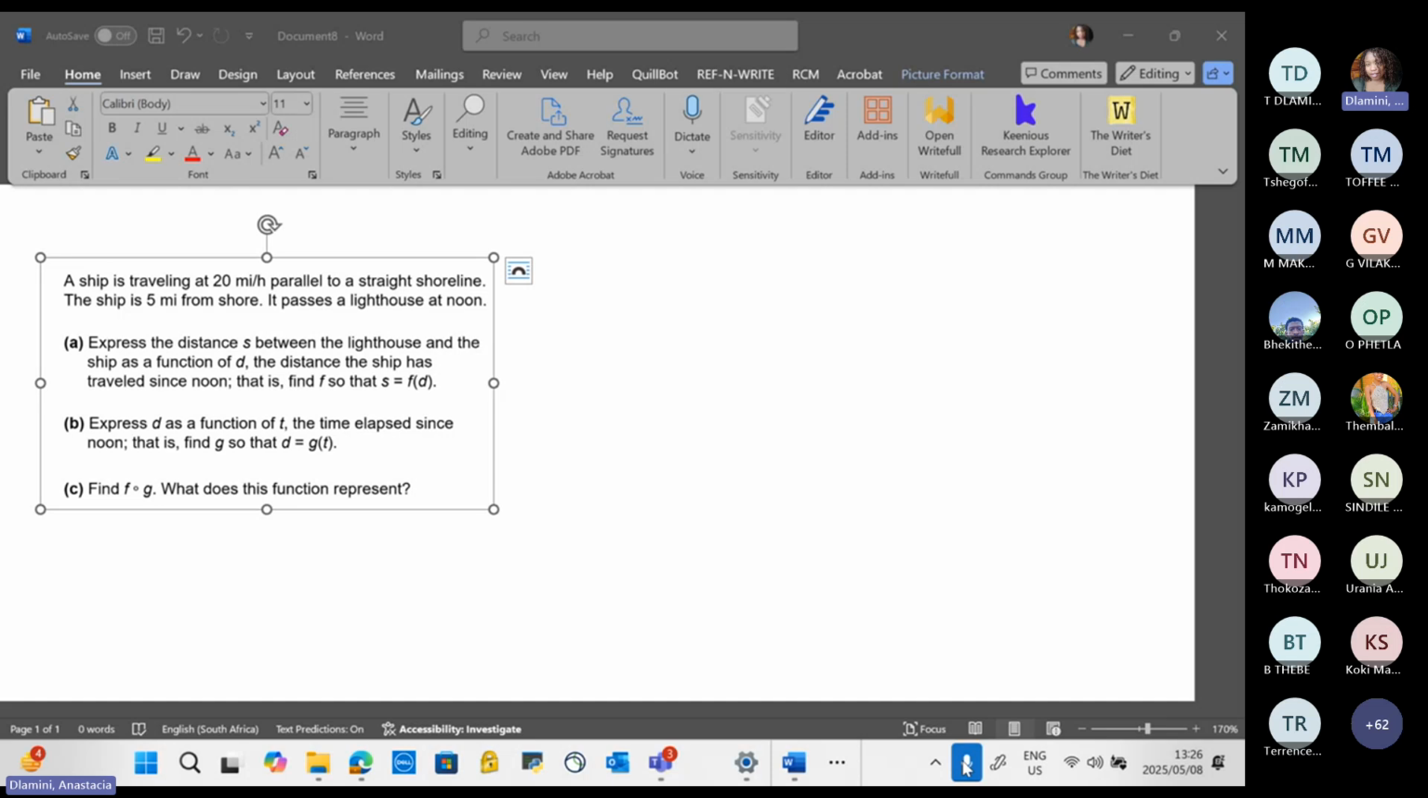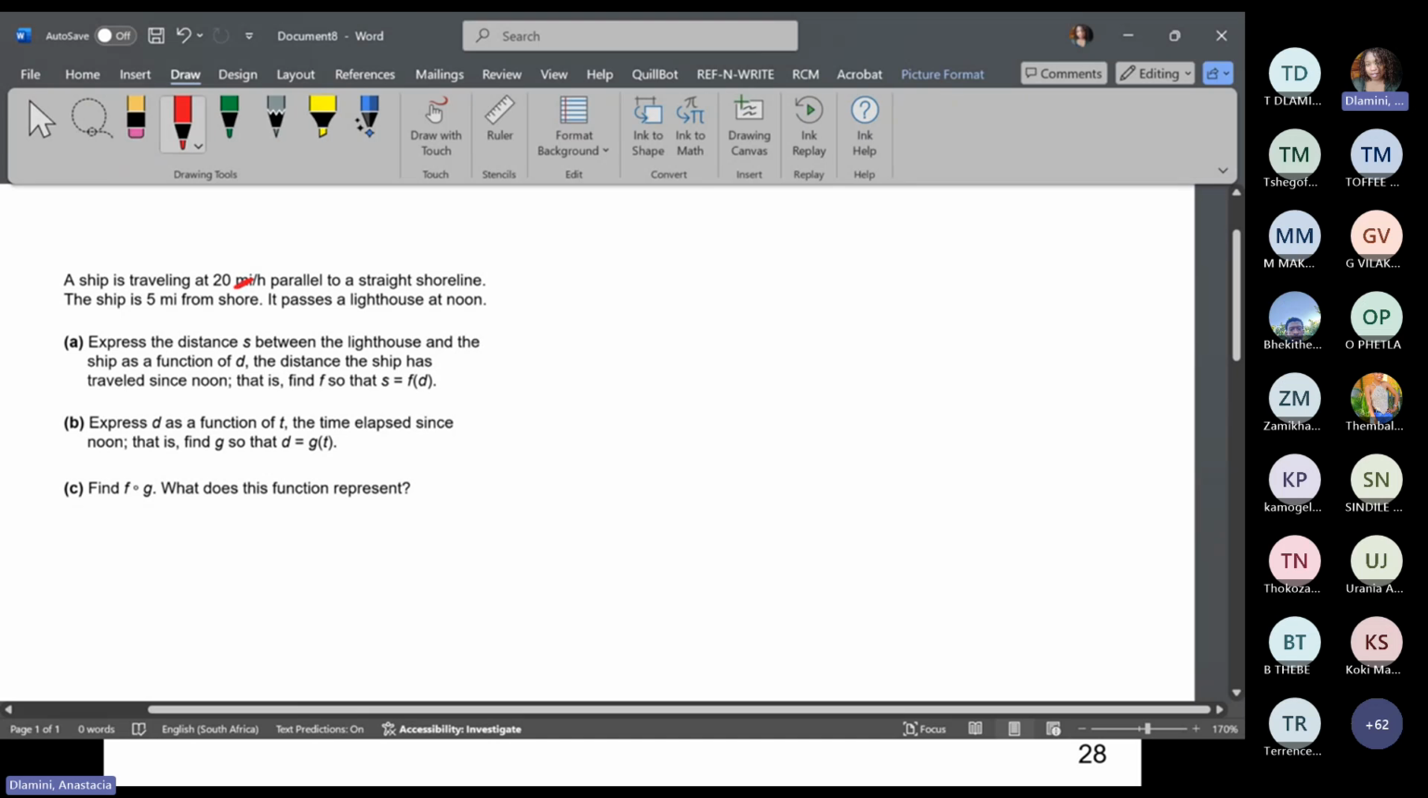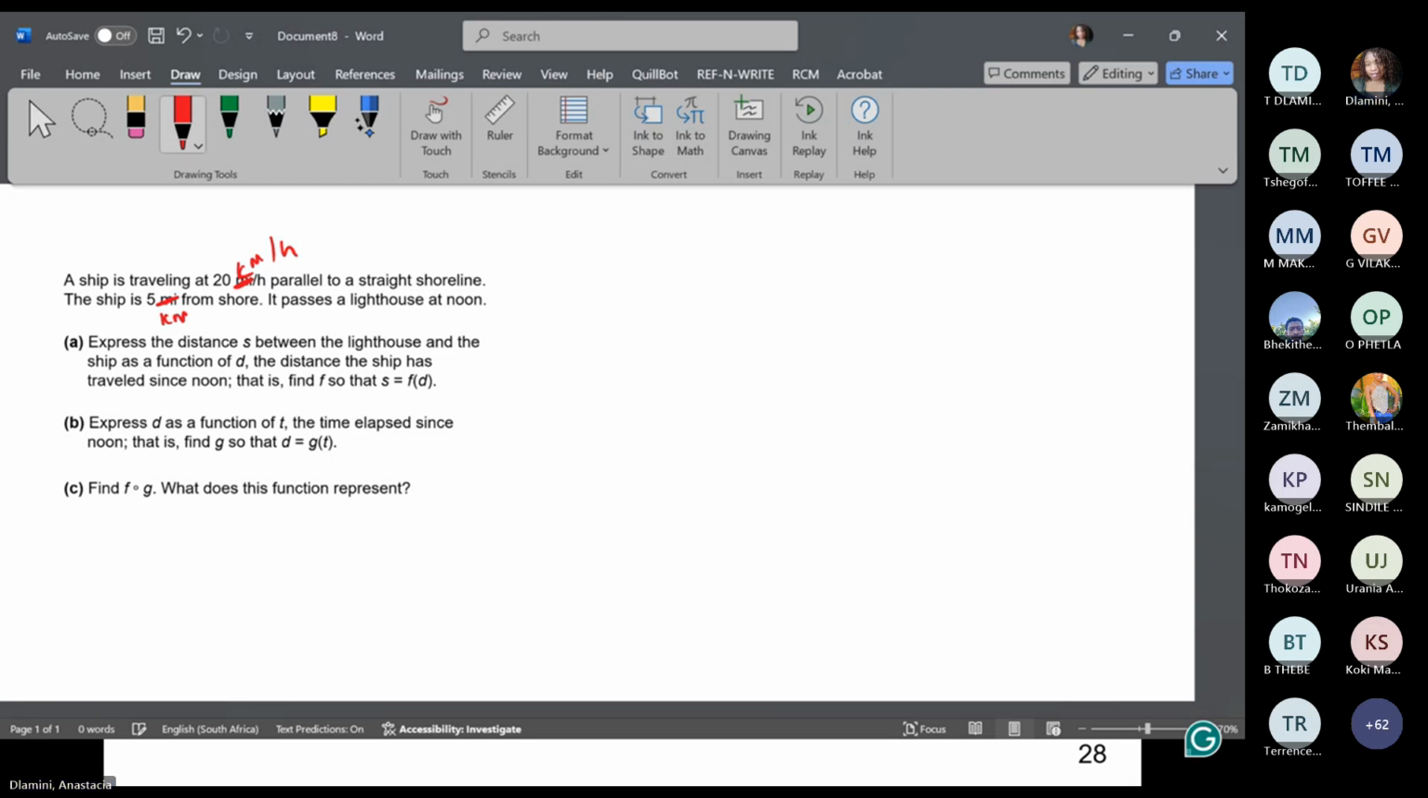So let's say it's 20 kilometers per hour then. Let's remove the mile and put km, so that it doesn't confuse you. And then this is km. There we go. Let's solve the problem. So what's the first thing you do?